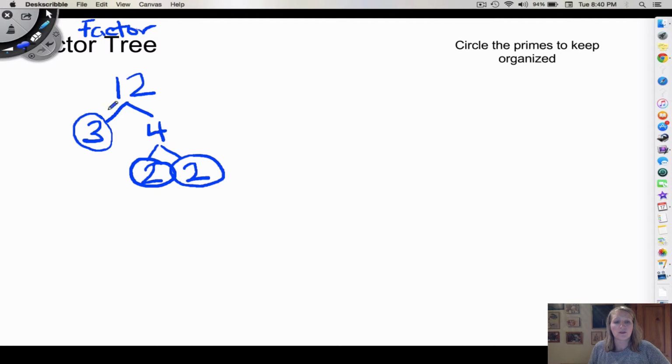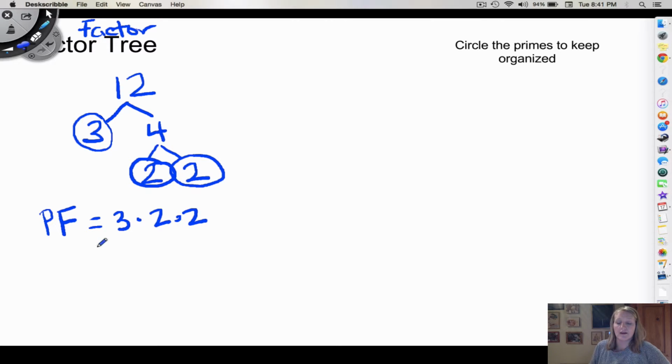So ultimately 12, okay, is made up of, and the way that we write the answer to this type of problem is the prime factorization, PF, is equal to, in this case, 3 times 2 times 2.